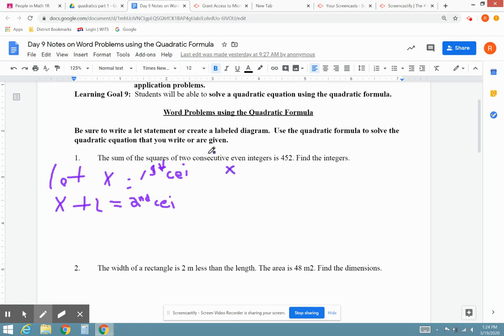So it says the sum of their squares. So the first number squared is x squared plus the second number squared. I have to use parentheses because I'm going to square the whole thing or times it by itself. And then the answer is going to be 452. So this is going to be x squared.